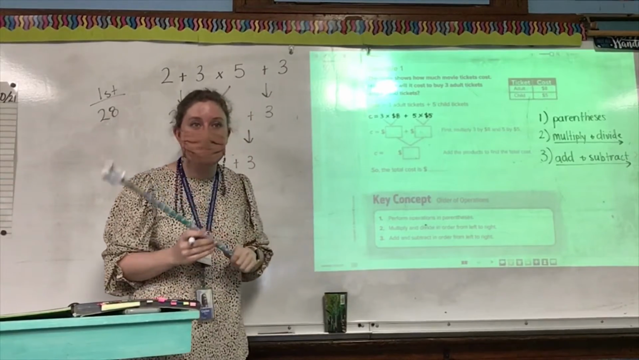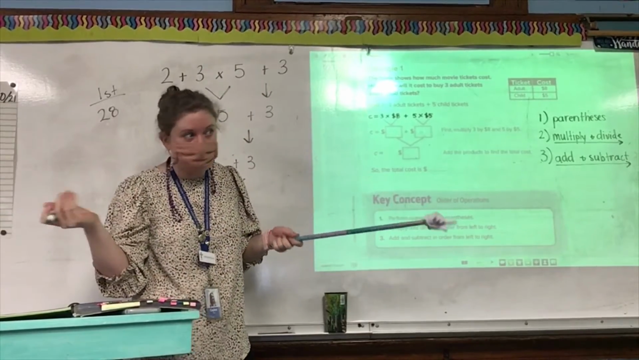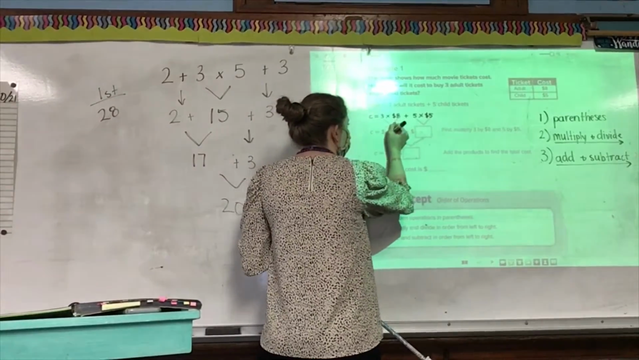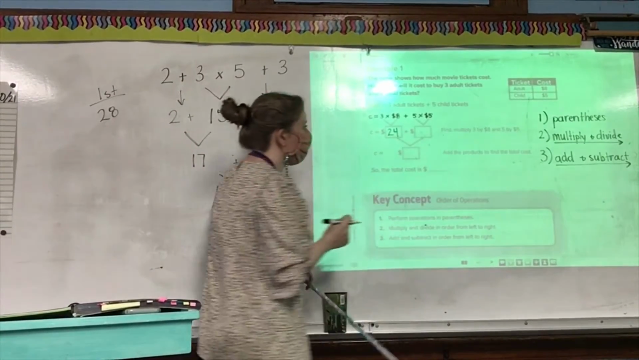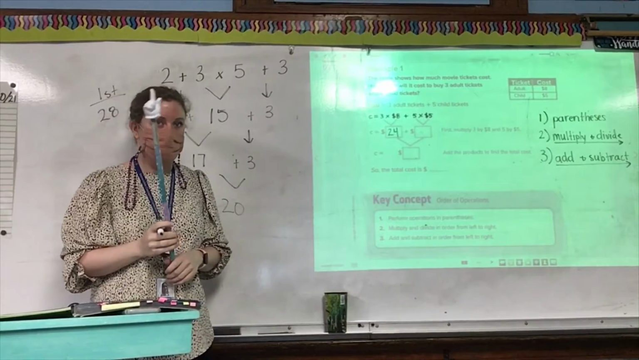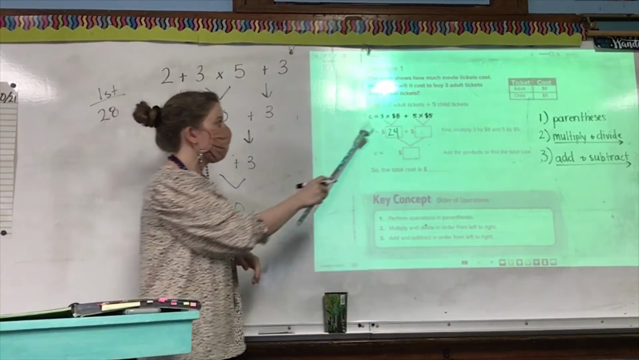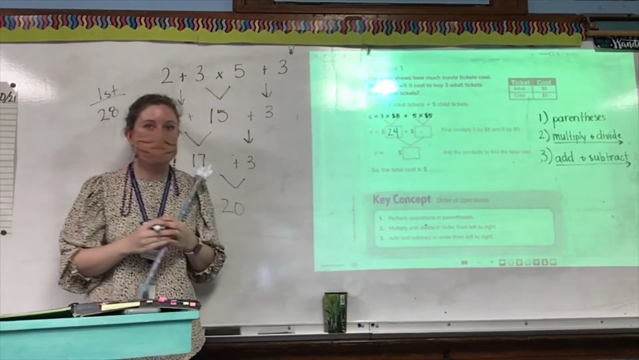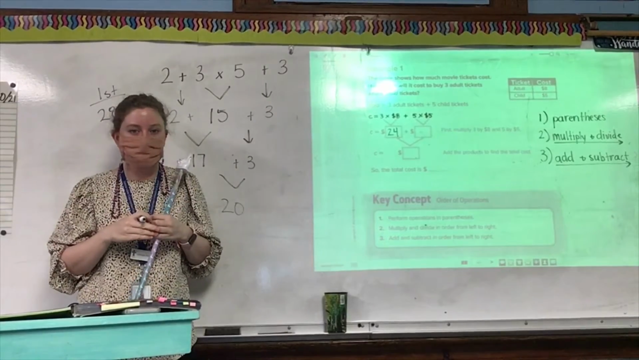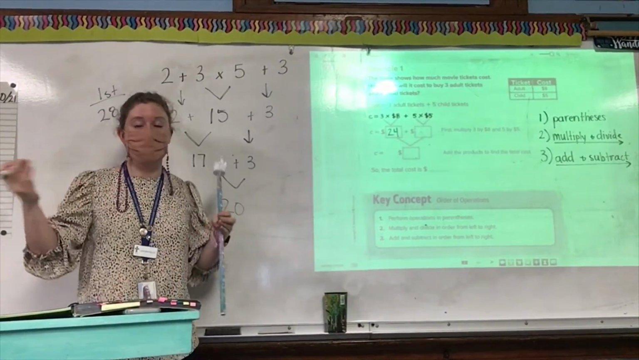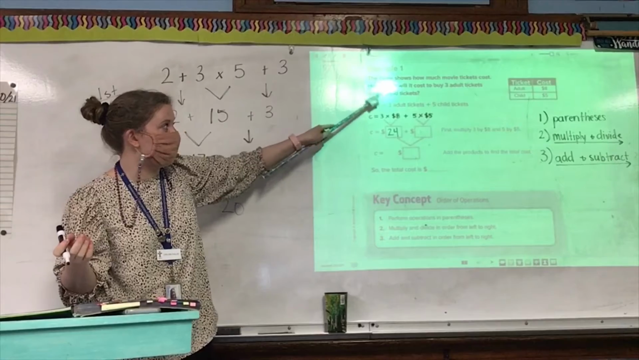Class, 3 times $8 is $24. They already gave us the dollar sign, so we don't have to do that again. So we just figured out how much the adult tickets cost in all. Class, $24. Are we done? Does that answer the question?